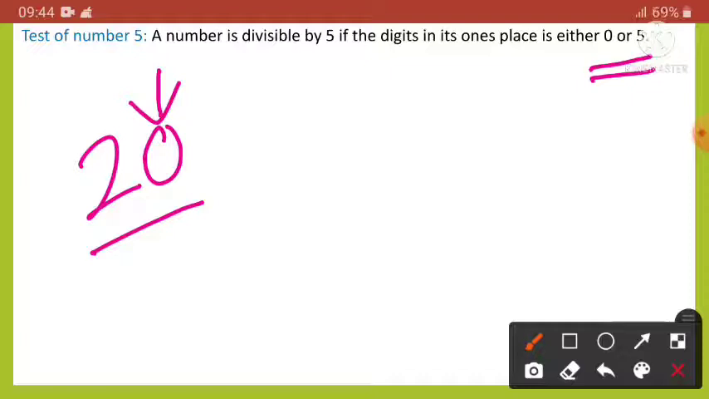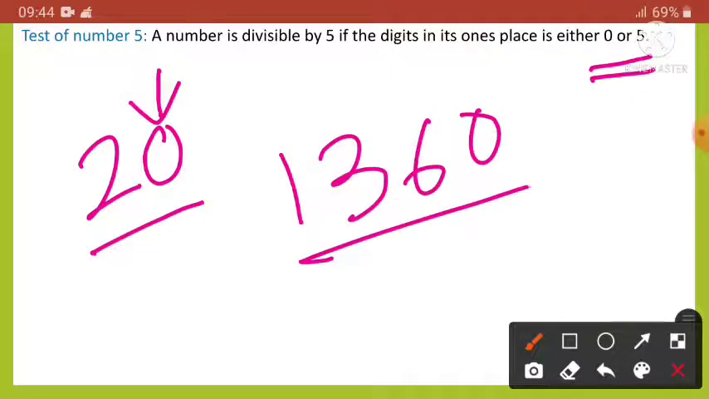If I take another number, suppose 1360, is it divisible by 5? Yes, at ones place it is 0, so it is exactly divisible by 5. So by checking this, we can easily say it using the divisibility test. Check the divisibility test, and we can say whether it is divisible or not. We don't need to divide the whole number.